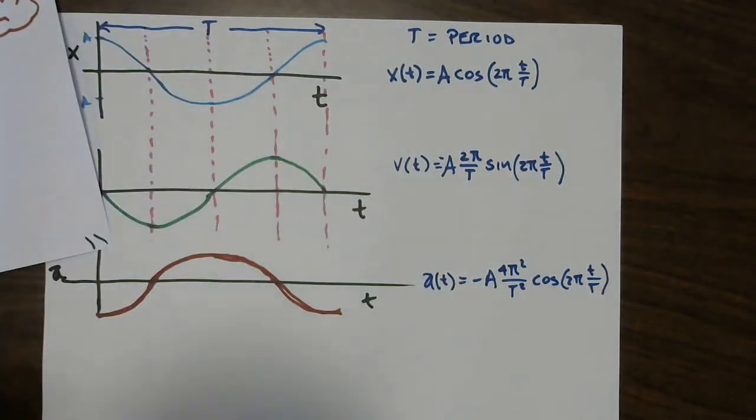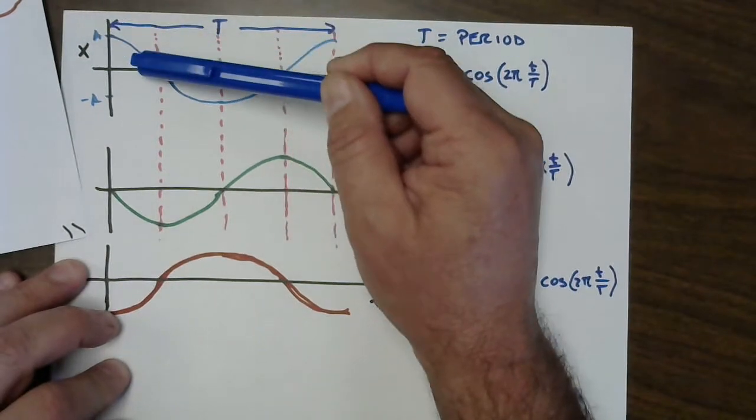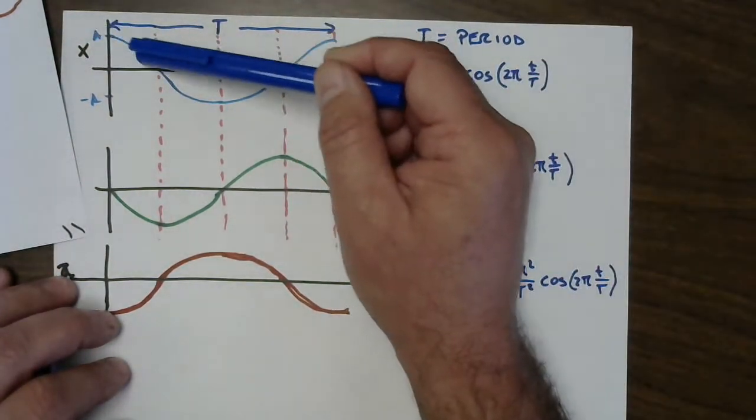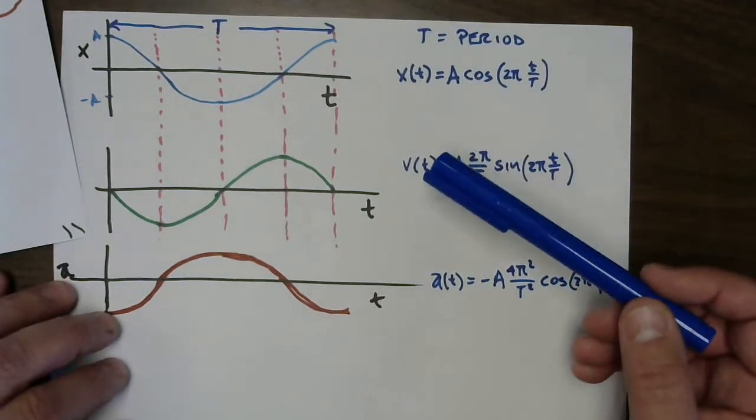Here's some interesting stuff we can do as well. How far does this thing move in one cycle? Well, it moves A again, A again, and A again. So the total motion during one period, one cycle, is 4A. That's how far it moves.